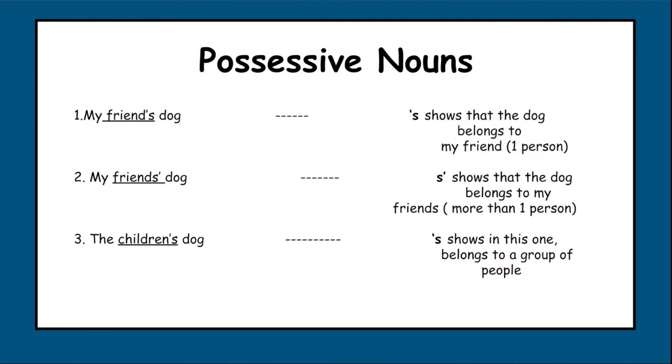And we're going to take a look more at that tricky one right there. And next, the children's dog. This is when a group of people own something. It will be an apostrophe S. This is when you already know it's plural, but it does not end in an S already. And we're going to talk more about these. But these are just some examples of where we can put the apostrophe S if needed.